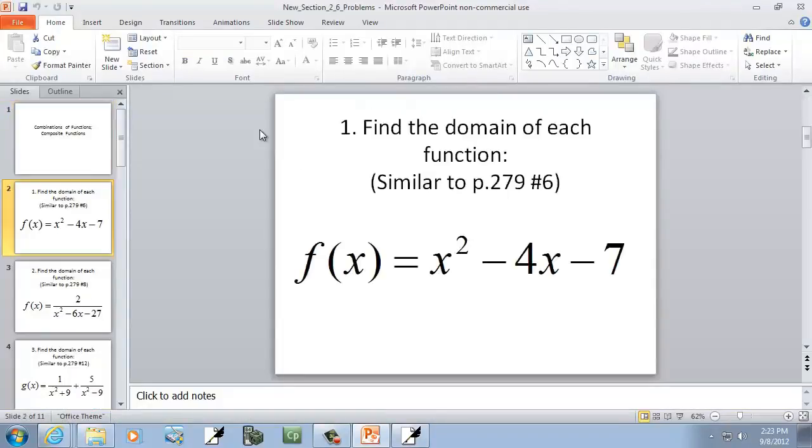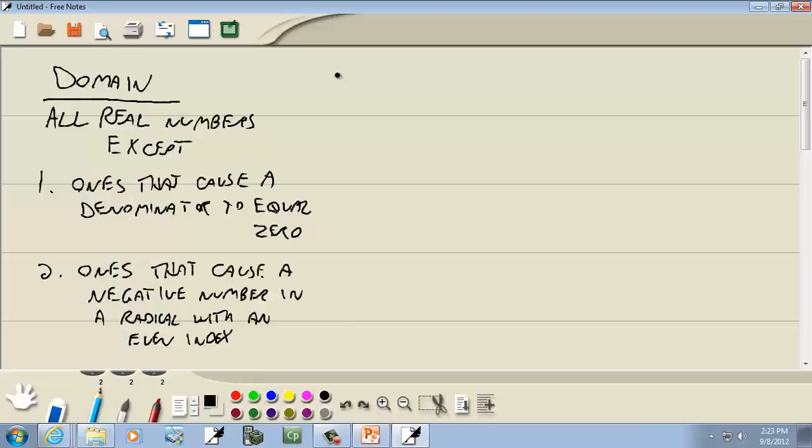So let's look at our first problem. We got f of x equals x squared minus 4x minus 7, and the instructions are to find the domain. Well, we don't have any fractions, don't have any radicals, so our domain is negative infinity to positive infinity by default.